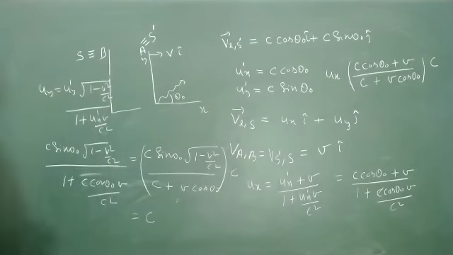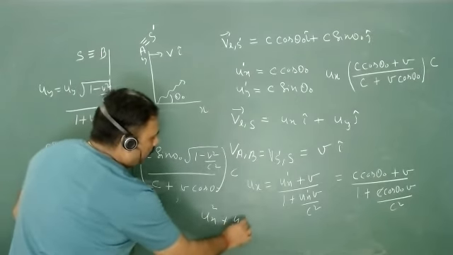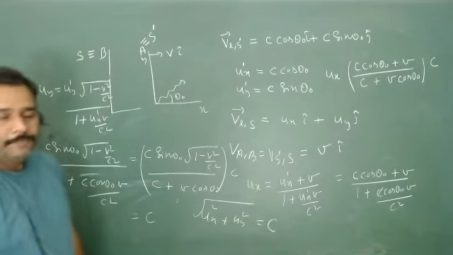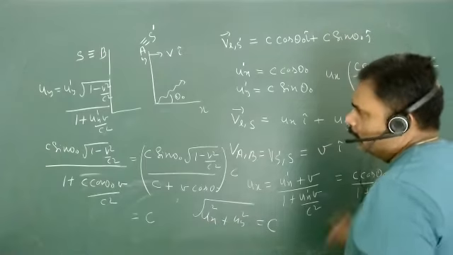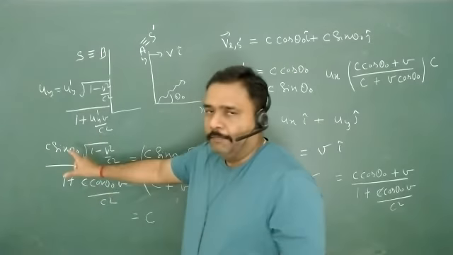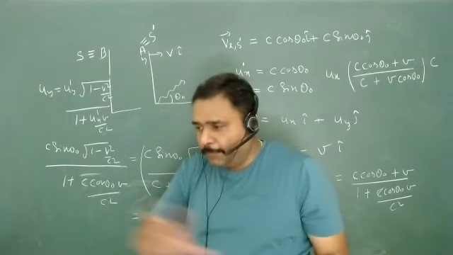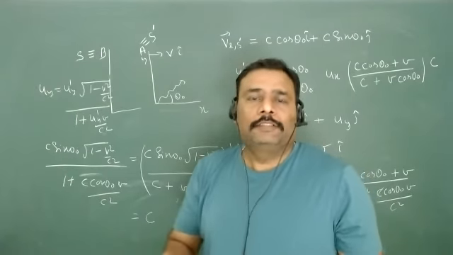For homework purposes, you can just calculate and see what happens to Ux square and Uy square. If you calculate root under Ux square plus Uy square, you will always get this value as C. But you can see the x component does not remain the same, and the y component does not remain the same. Both are transformed, but they transform such that the speed of light remains the same.